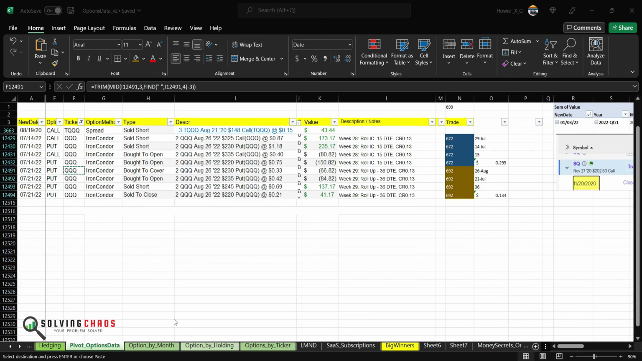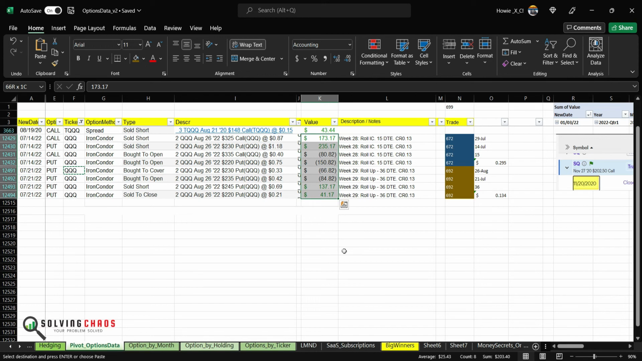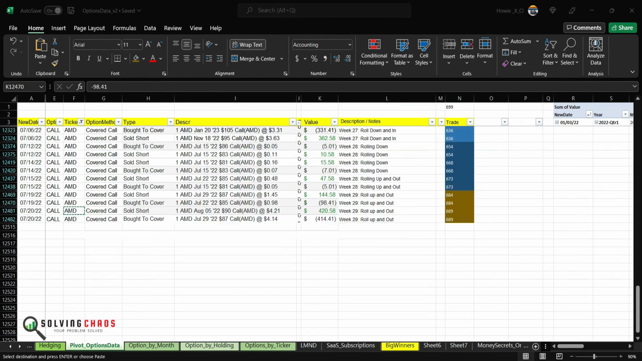Let's put a filter on QQQ. Here you can see I opened a new position in QQQ. And this should be where I collected the amount up front, 176, and then I rolled it, collected a little bit more, not a lot of money. I need to change this because this is actually not right. So let's go fix that.